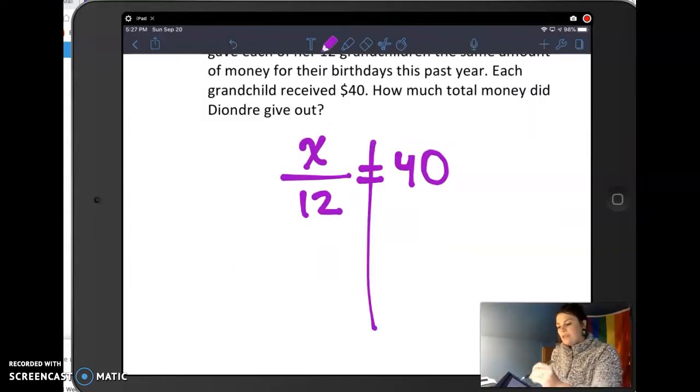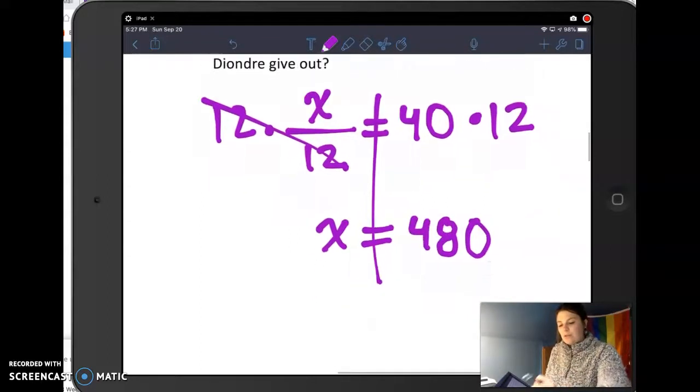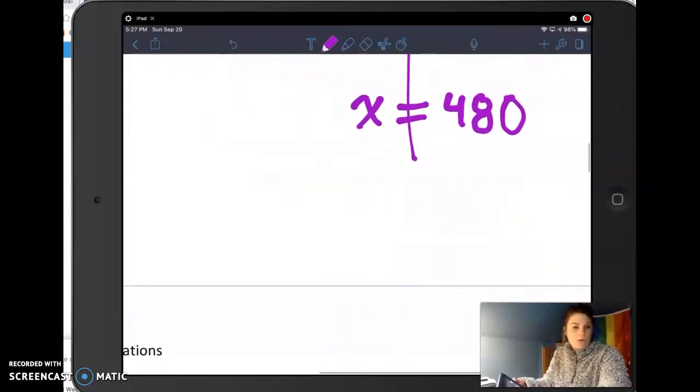Now this looks a little different. When we are trying to undo division, we actually use multiplication. So it's on the side that we put the opposite operation. Now 40 times 12, that's 480. So grandma gave out almost $500.